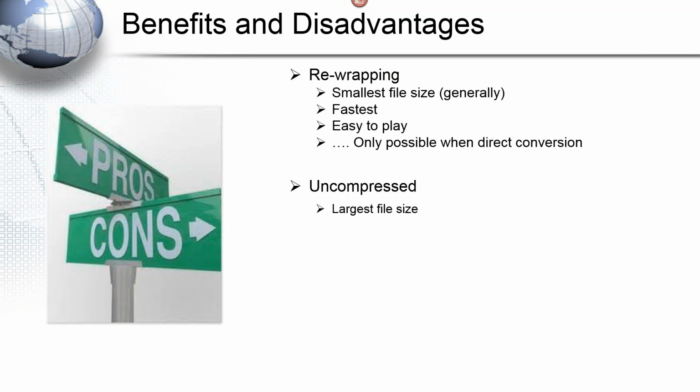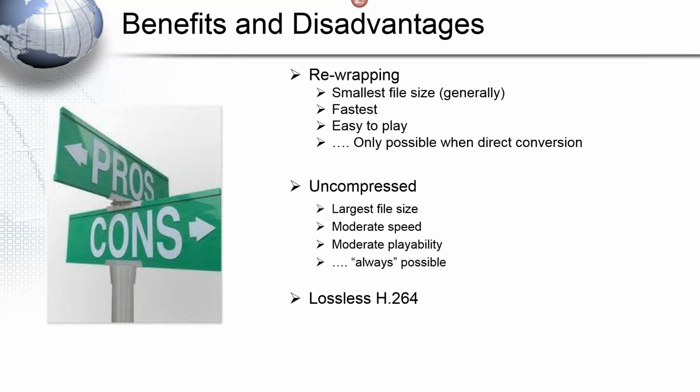Uncompressed, on the other hand, is going to be the largest file size of these options. It's a moderate speed to create. It's moderately playable. It will be playable in something like VLC. It will be playable generally in something like QuickTime, but it won't, unfortunately, be playable in Windows Media Player. But it does have the benefit of being theoretically always possible. If we can decode the file, we should be able to transcode it to uncompressed in pretty much all cases. There are some small limitations depending on the structure of the file, which I'll talk about in the next slide.